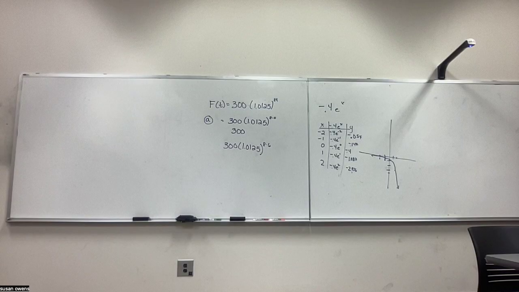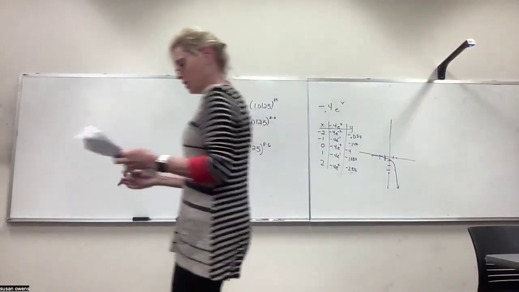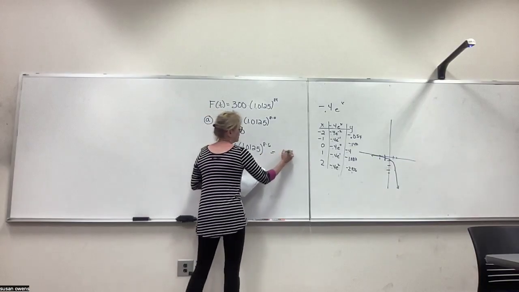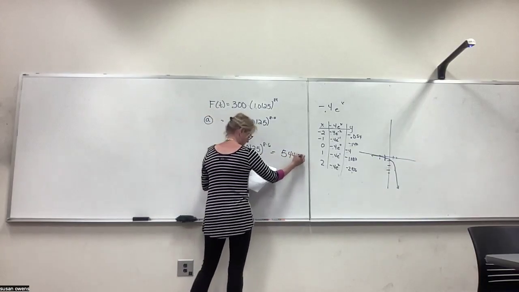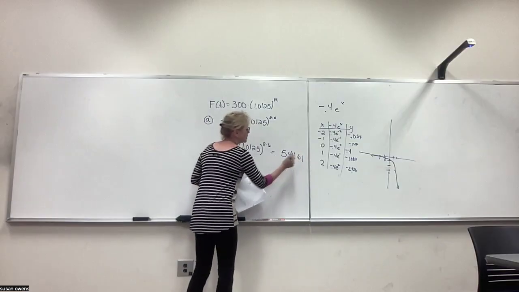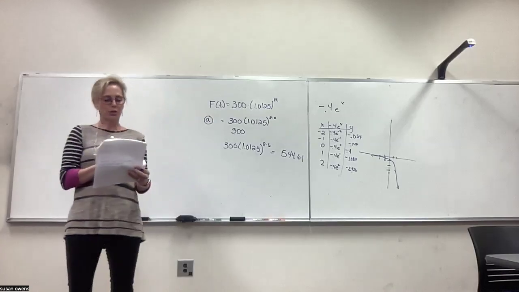Well, there's a 1.0125. So that's what I'm talking about, right? If you had it written on your paper, I could give you a lot of partial credit. It's just a calculator problem. Yeah, 544.61. Okay, all right, so because this is a word problem, we should answer this.